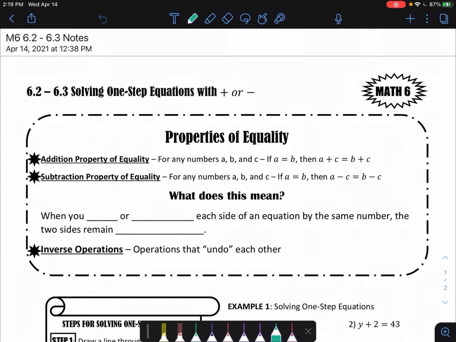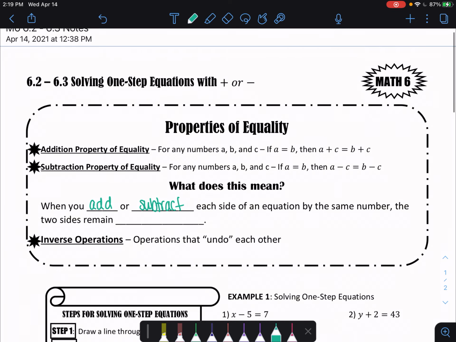So it says, what does this mean? So when you add or subtract each side of an equation by the same number, the two sides remain equal. Okay, so that's what those first two things talk about, the addition property of equality and the subtraction property of equality. When I do one of those two things, as long as I do it to both sides, the expressions remain equal. And then addition and subtraction are considered inverse operations. That's why we do them together, because addition undoes subtraction and subtraction undoes addition. So when we talk about solving, we're going to solve using inverse operations.